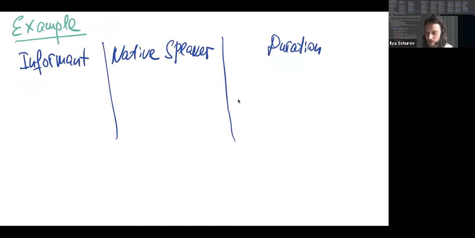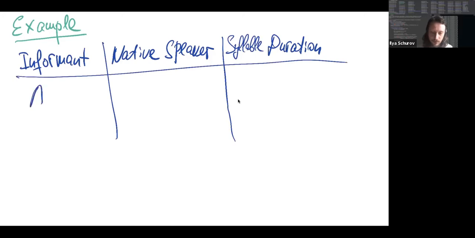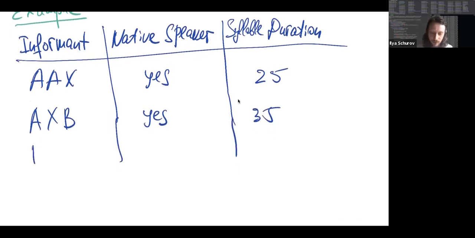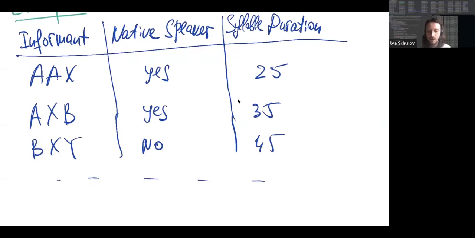Okay, let us assume that this is some syllable duration, and we have informant, with some identifier. This informant is a native speaker, and their syllable duration is 25, and we have another informant, and he's also a native speaker, and their syllable duration is 35. And we have another speaker. He's not a native speaker, and their syllable duration is 45, and so on. So I have a table like this.